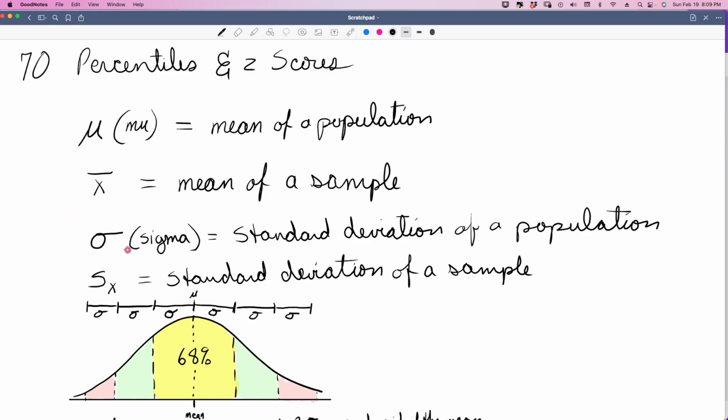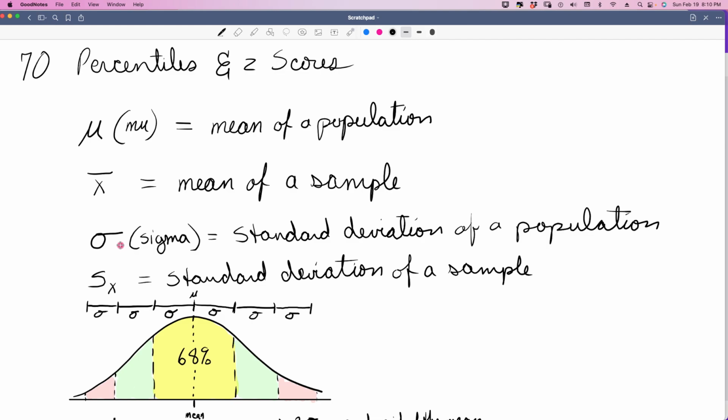Now the sigma is the standard deviation of a population. So let's say you did some type of medical trial, and it had to do with somebody's heart rate, and you took their heart rate before and after. The entire population of that study is everybody that's affected by the new drug. That would be your standard deviation of a population.